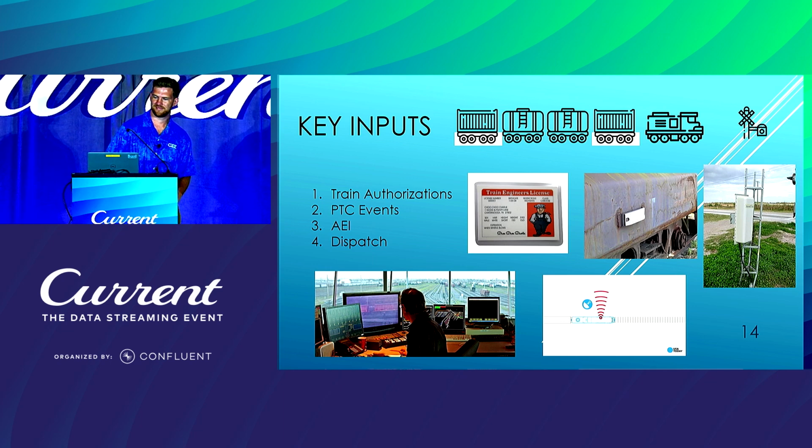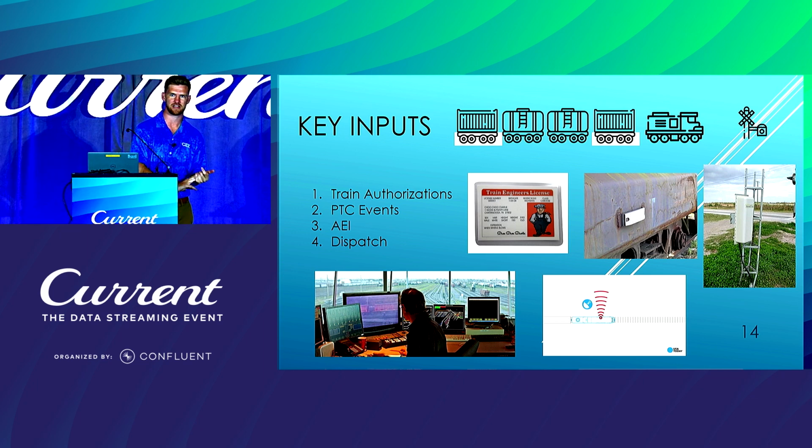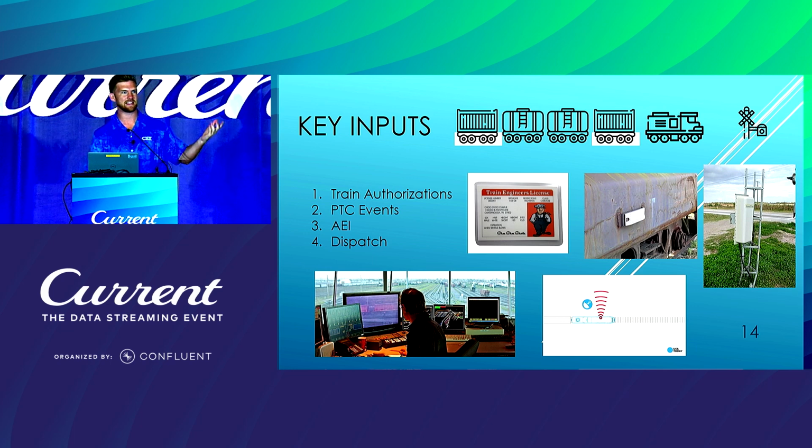So, key inputs here, train authorizations, obviously. That's the train itself. It's represented up there as a little license, because trains aren't real. It's really just a train ID, its schedule, its train type, the date it's scheduled to run. It's just an authorization and an intent to run.